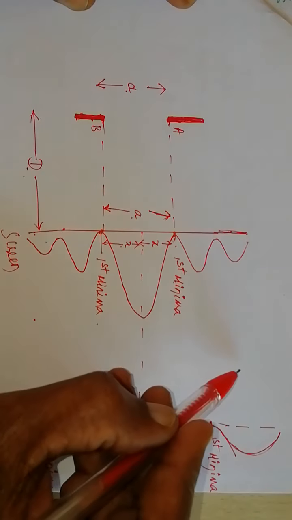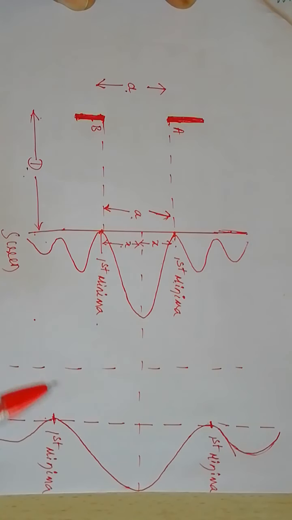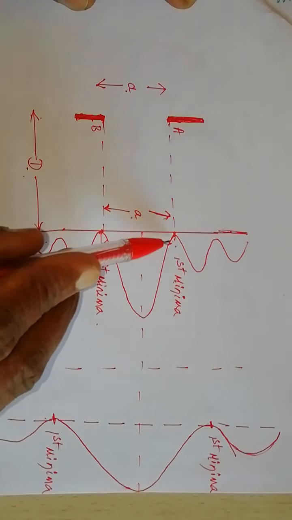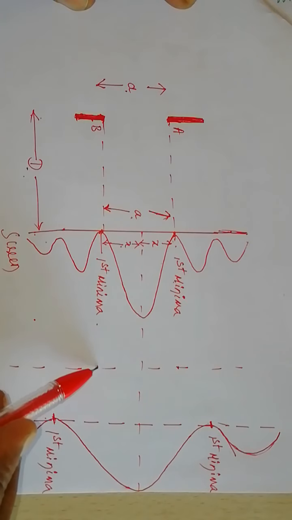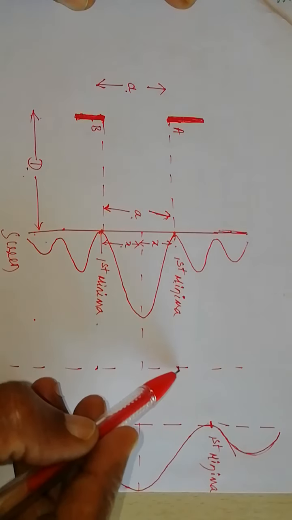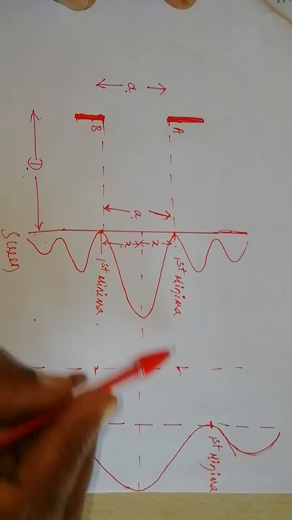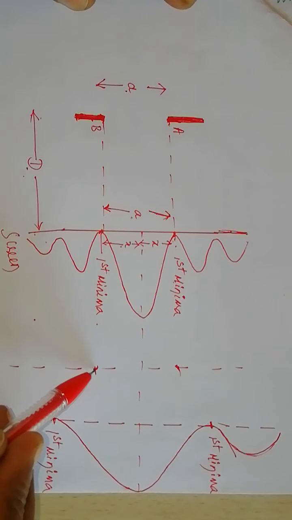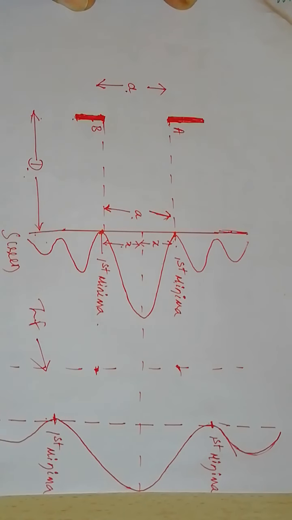up to a certain extent, what happens? The linear width of the central maximum will remain the same as the width of the slit. In other words, due to diffraction, there is no angular spread of light up to a certain distance from the single slit, and that distance is called the Fresnel's distance, denoted by ZF. So here ZF is the Fresnel's distance.